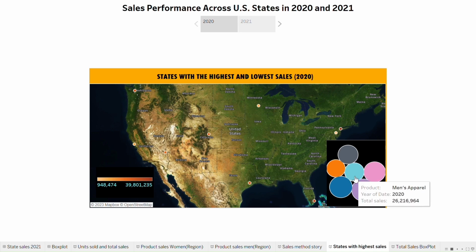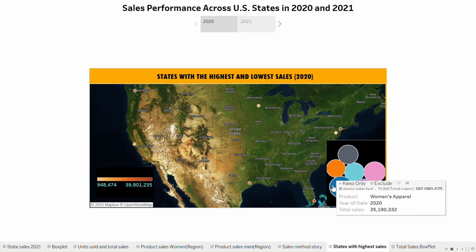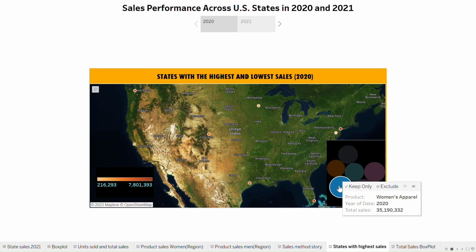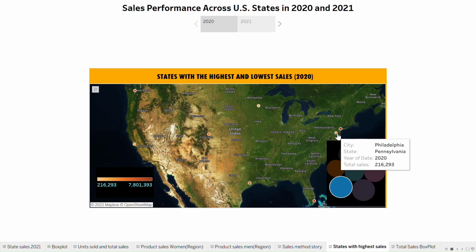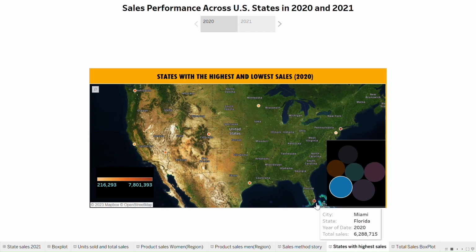Yeah, and if I want to check the individual products, I can check, let's say, women's apparel. Then when I click, I see the total sales for Pennsylvania is 216,000. For New York, 7 million. For Florida, 6 million. So now we'll go to 2021 and compare.